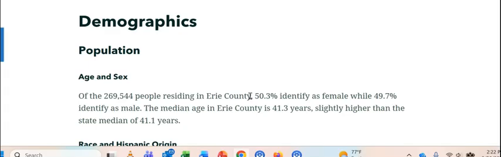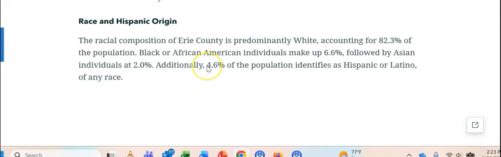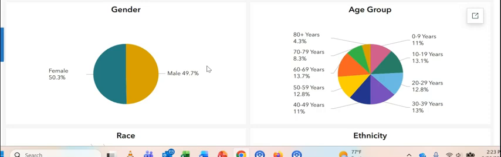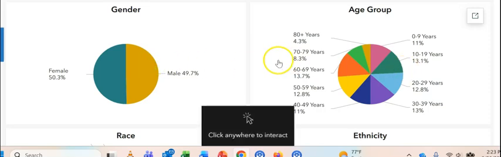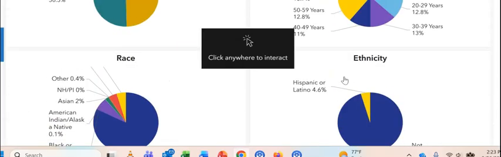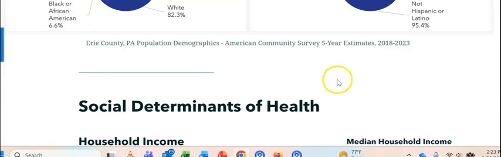Please know that you'll come back to this as you do your group work. But be thinking of what group you're working with in Erie County. And you're going to be looking at the demographics. This is all based on some great information, so you can see and you can interact with some of this data: the ethnicity, race, age, gender.